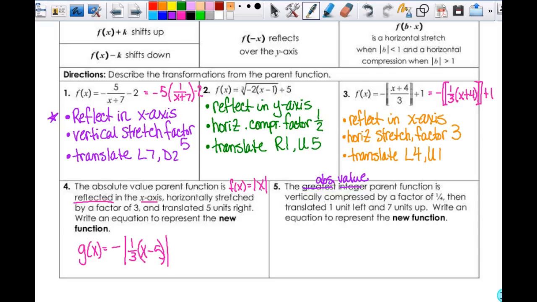So the parent function is vertically compressed by a factor of 1/4, then translated 1 unit left and 7 units up. Write the equation for the new function. So again, this was f of x, and so I'll just use that same one, and we'll make this g of x for this one. So it is vertically compressed by a factor of 1/4, so that is 1/4, and it's on the outside. Translated 1 unit left and 7 units up, so this is x plus 1, and then plus 7.